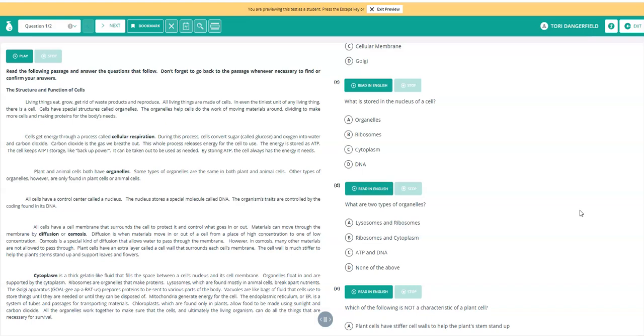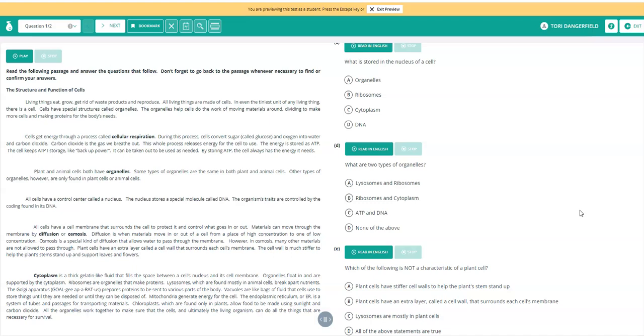Question 1C. What is stored in the nucleus of a cell? A. Organelles. B. Ribosomes. C. Cytoplasm. D. DNA. Question 1D. What are two types of organelles? A. Lysosomes and ribosomes. B. Ribosomes and cytoplasm. C. ATP and DNA. D. None of the above.